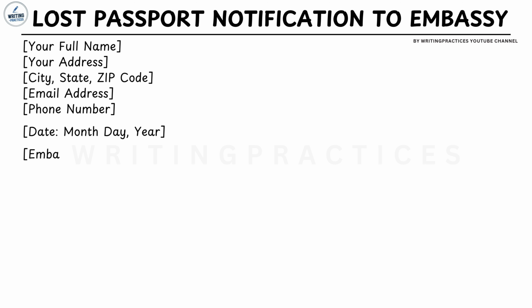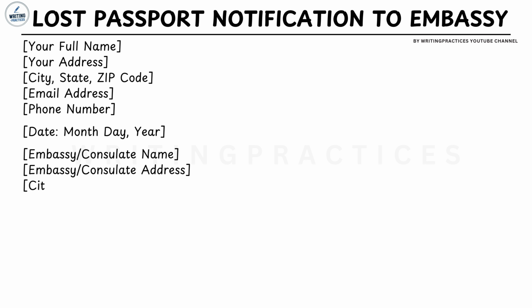Recipient's information. Next, provide the embassy or consulate's name and address. For instance, Embassy of your country, 456 Diplomatic Street, Los Angeles, California, 90012. This ensures the letter reaches the correct authority. Double-check the address before submitting your letter to maintain professionalism.